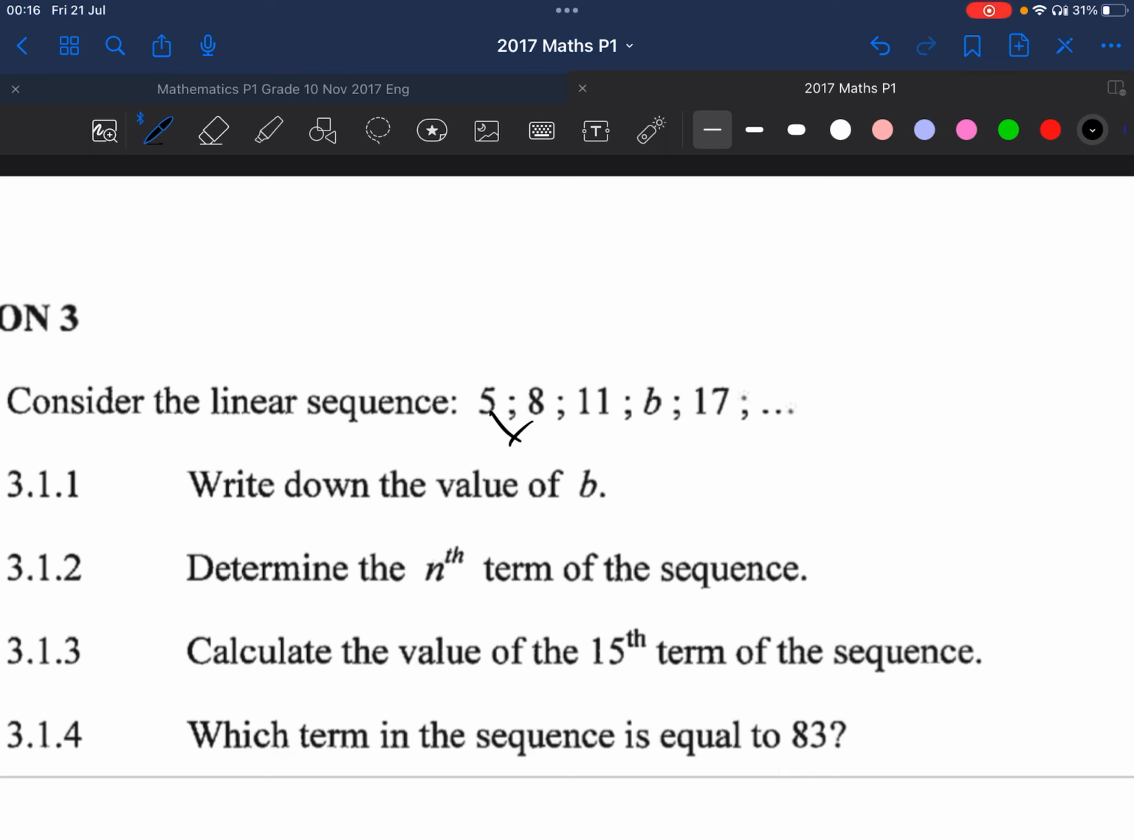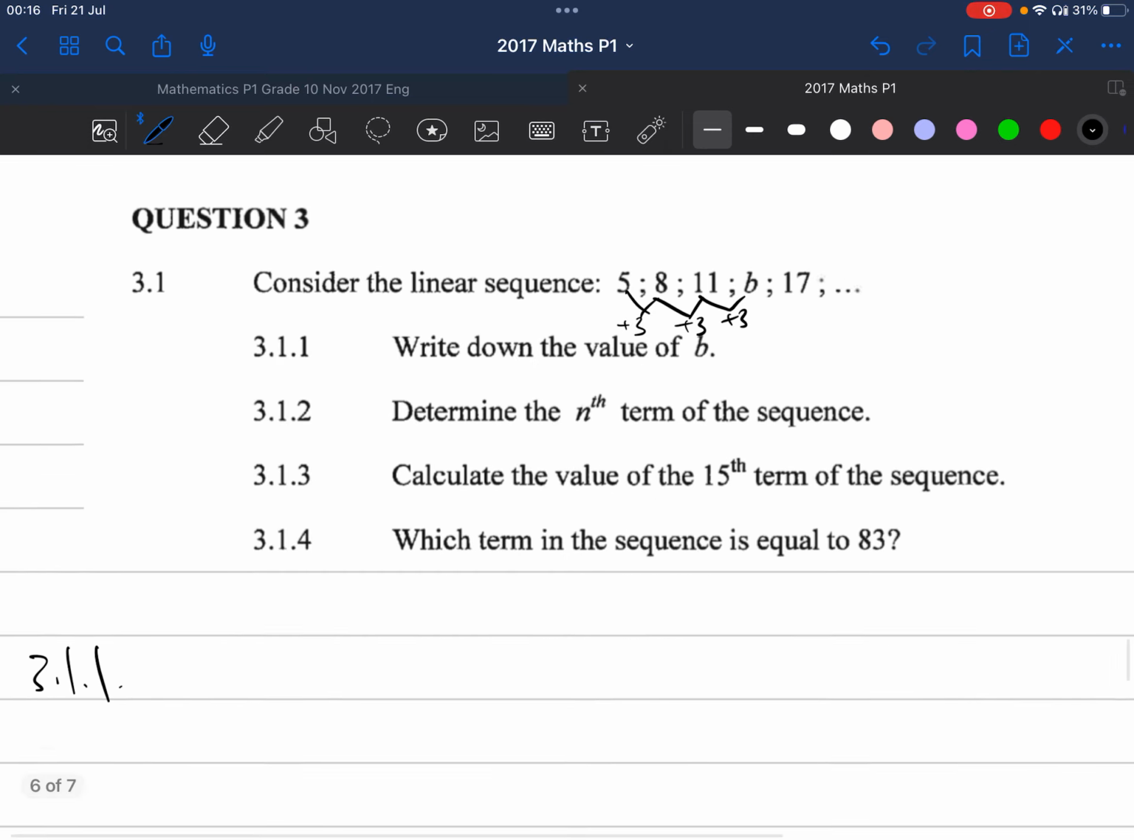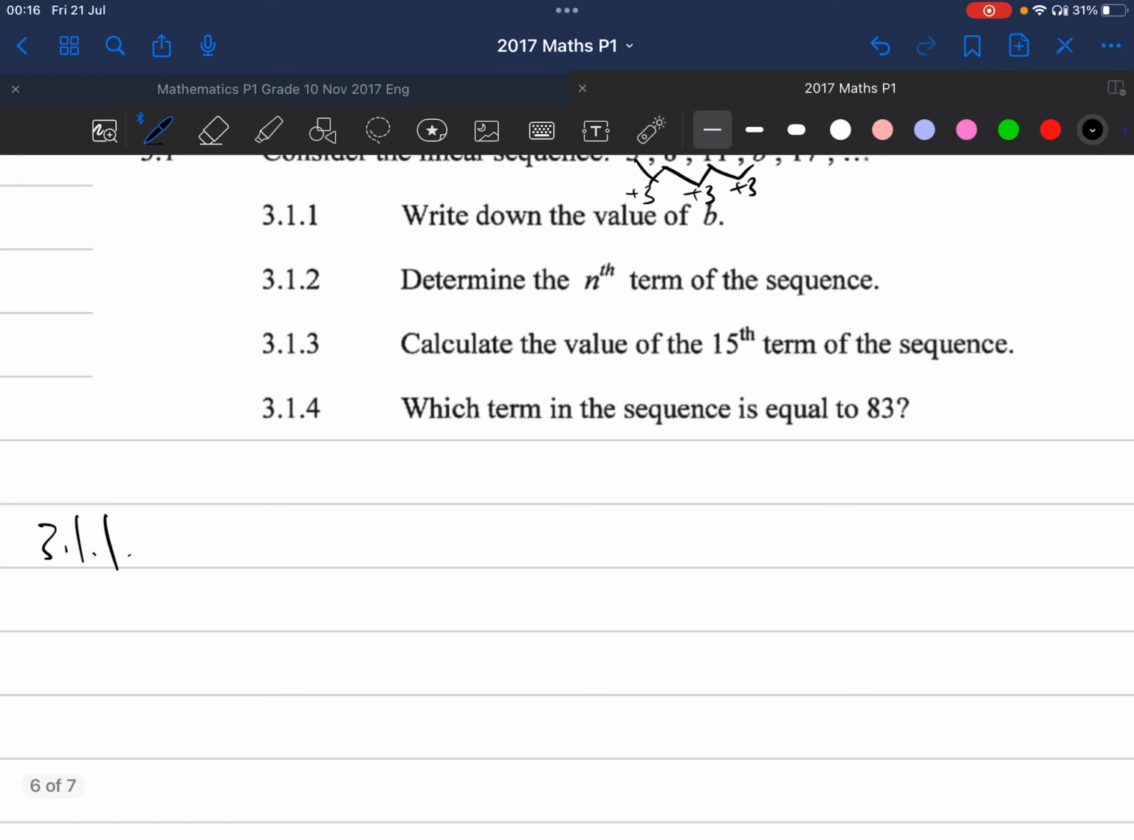So you can see from 5 to 8, I added 3. Same thing from 8 to 11. So that means to get to b, I'll have to add 3. Okay, so 11 plus 3 is 14. Okay, so that's the value of b. Let's say b equals 14.